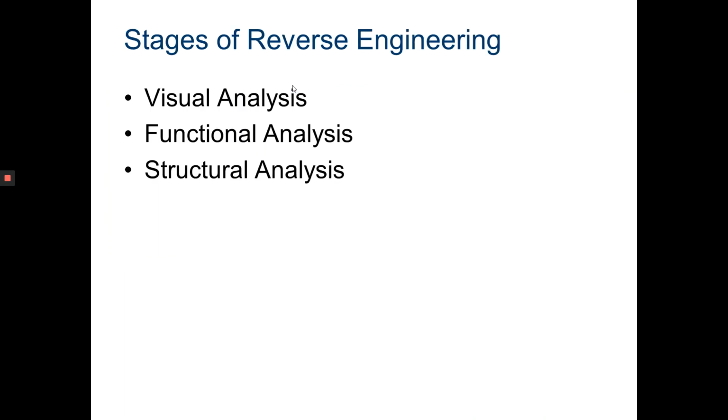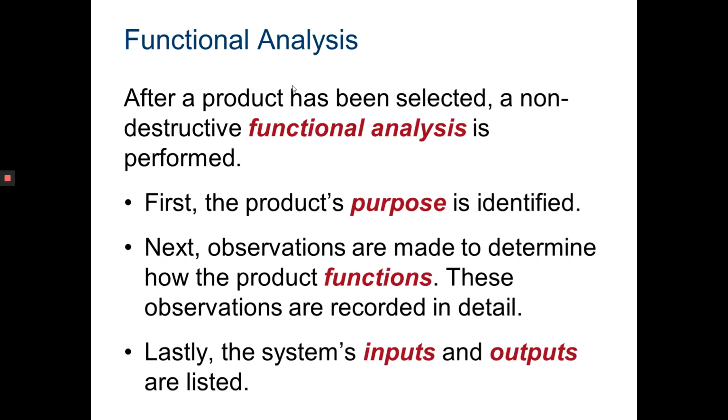Here are the stages. There are 3 stages: the visual analysis, the functional analysis, and the structural analysis. And each one has their place, and they kind of go in order. So the first one would be the functional analysis, and it's the easiest one to perform. And one thing I want to point out with this particular analysis is it's non-destructive. So you're basically taking the product and trying to make observations to determine how the product functions. These observations are recorded in as much detail as possible.